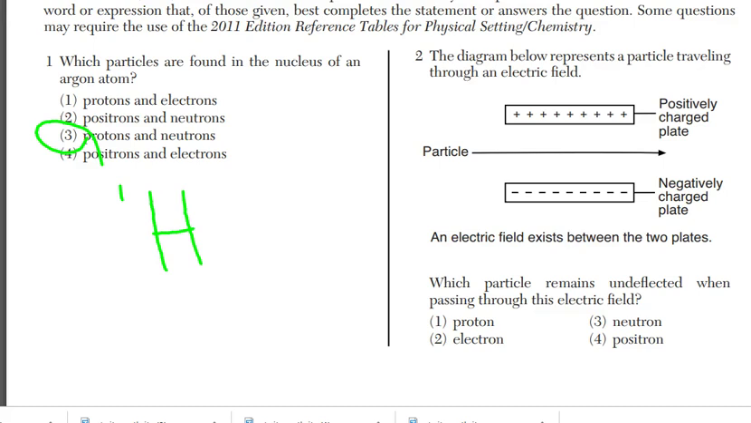All right, question 2. We have these positively and negatively charged plates here. It's an electric field, and we have a particle that is going straight through. So that indicates we have a particle that has no charge. So in the question, which particle remains undeflected when passing through the field? Well, that is going to be something that has no charge, which sure enough is a neutron.